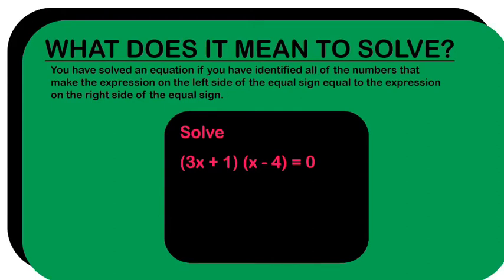This equation doesn't look as familiar as the two that we just finished. This equation is an equation that's in factored form. And we want to learn how to solve this equation today. How do we make the left side of this equation, the quantity 3x plus 1 times the quantity x minus 4, equal to the right side of the equation? How do we make both sides equal to 0?